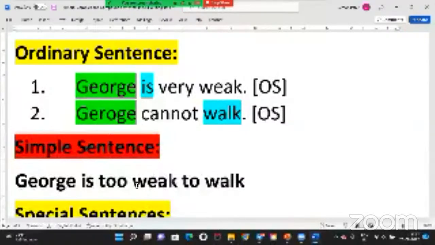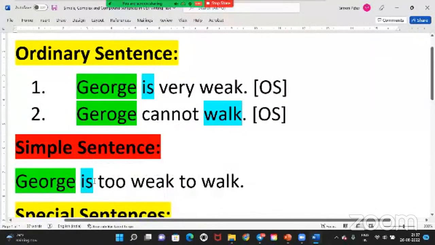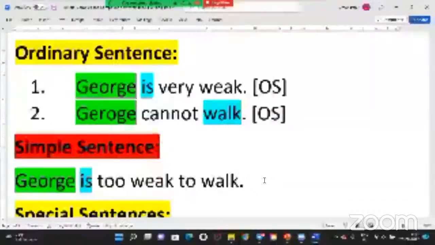Now here, George and George, two times George was there, but here you got only one George. So this is the subject here. And only one verb is there. So one subject and one verb, even after adding two sentences, then it is called a simple sentence. It's not so easy. Remember that. It's a little bit difficult. George is too weak to walk.